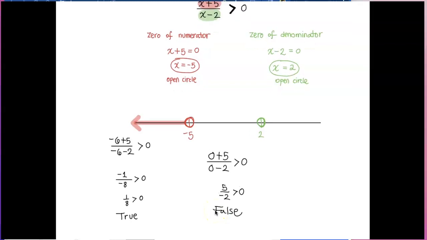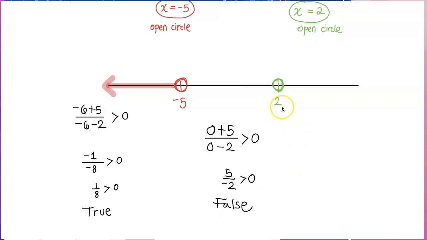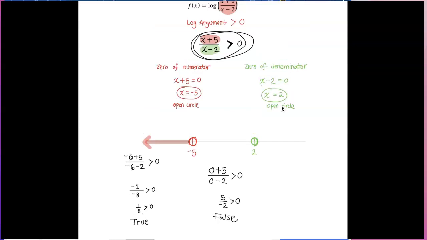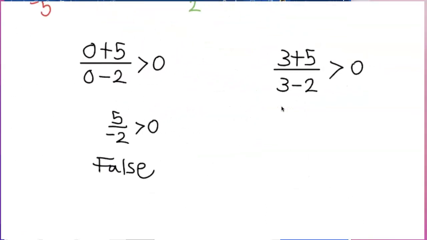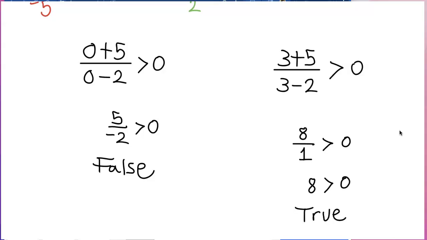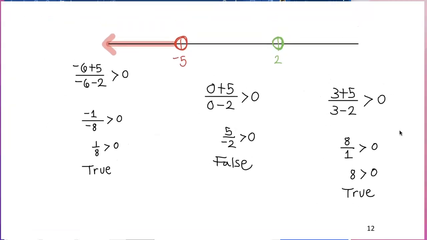Now, let's pick the last number. What's a number that's bigger than 2? Well, let's go with 3. If we plug in 3 into this inequality, we're going to get (3 plus 5) over (3 minus 2). Let's simplify this to see if it gives us a true or false inequality. We're going to get 8 over positive 1, and 8 divided by 1 is 8. And 8 is greater than 0. So we have a true statement, making the interval to the right of 2 our solution.